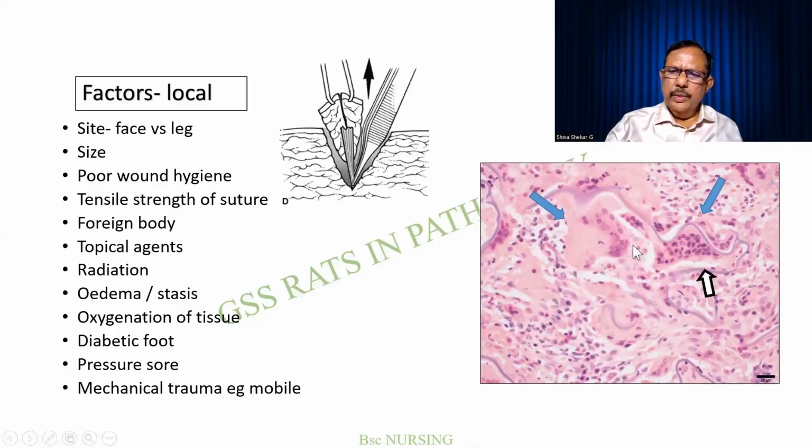Look at this one. These empty spaces are some kind of crystals that are over there marked with the arrow, and there are a lot of foreign body type of giant cells. This will delay the wound healing. It can be suture material.